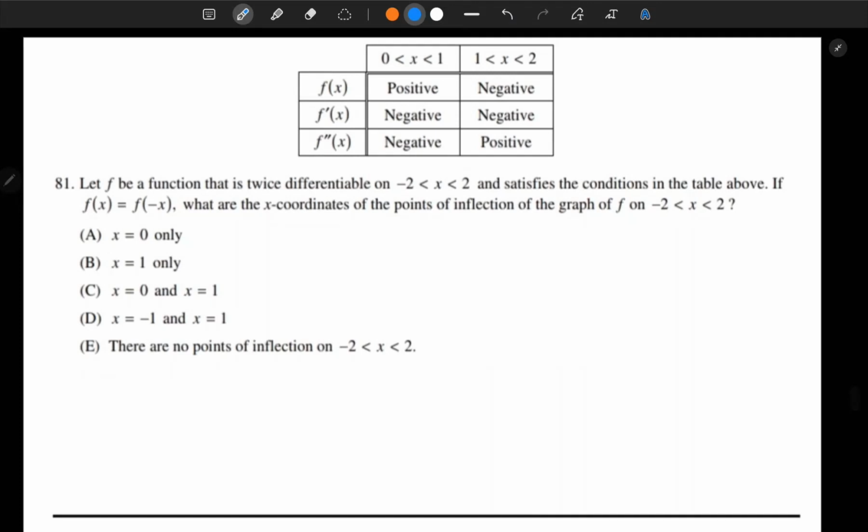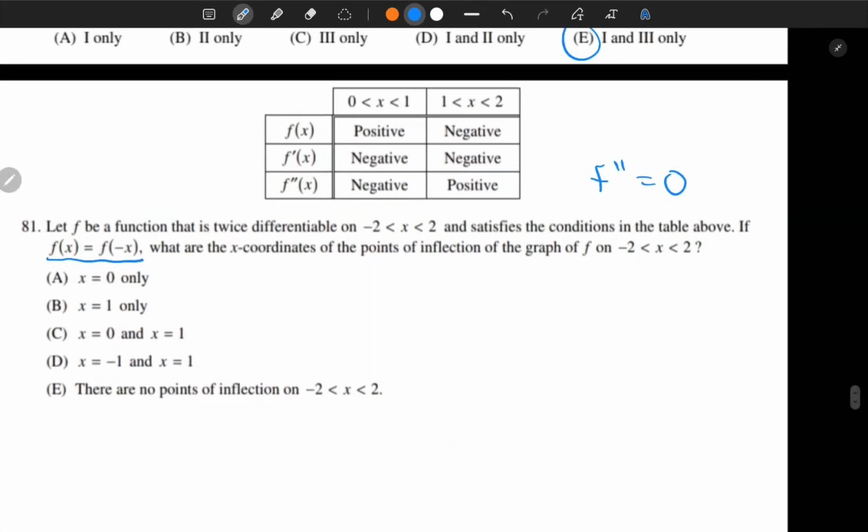Next, let f be a function that is twice differentiable on the interval -2 to 2, and satisfies the conditions in the table above. If f is an even function, which is what this means, what are the x-coordinates of the points of inflection of the graph of f on the interval -2 to 2? Well, a point of inflection occurs when f double prime is equal to 0. So, at which of these locations is f double prime guaranteed to be 0? Well, we know it's guaranteed to be 0 when we have f double prime going from negative to positive. We know that that's a guaranteed point where we have a point of inflection.